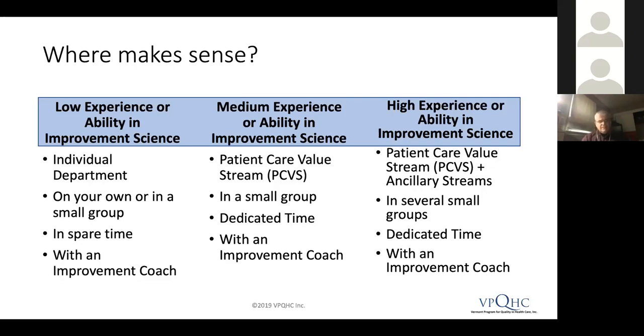I find that it really helps to have an external pair of eyes, especially when you're starting this out. So we do recommend an improvement coach, and full disclosure, we are improvement coaches. So that's obvious that we're going to recommend that, but we do see that as being something that is a significant success factor when people are starting out on this.